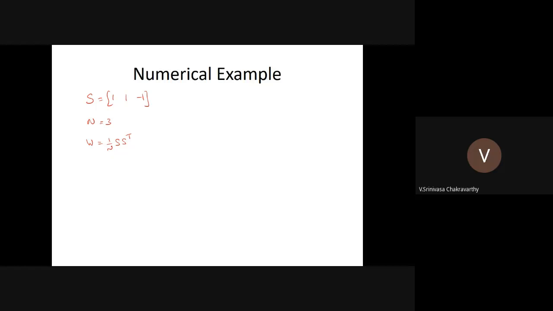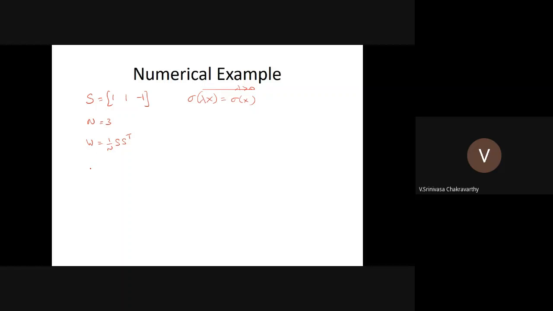This 1 by n you can ignore actually, because any such factor doesn't matter. Let us say sigma of some factor lambda times a vector x, where the factor lambda is positive, is equal to sigma of x, because that factor doesn't change. This is only signum, it only depends on the sign. So we don't have to worry about this 1 by n factor.